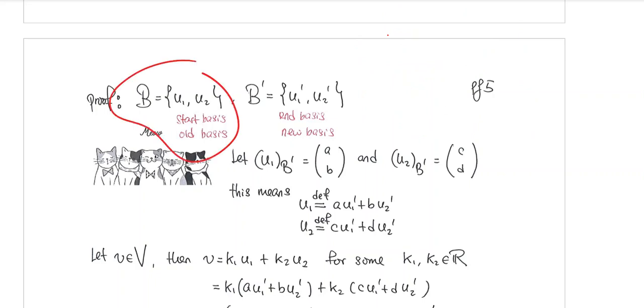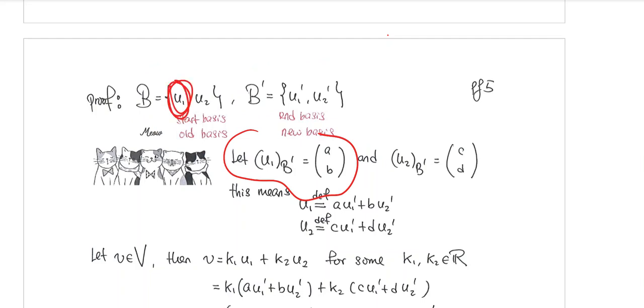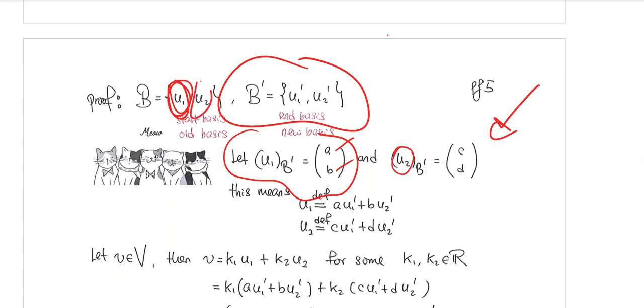Suppose these are the two bases we have for a vector space of dimension 2. Now let's assume that for the basis vector U1, if you try to find the coordinates with respect to this basis, you found a and b. Suppose this is the hypothesis, these are assumptions. Again, we have U2, that's a vector in basis B, but we don't want the coordinates with respect to B. We want the coordinates with respect to B prime, and suppose those are c and d.